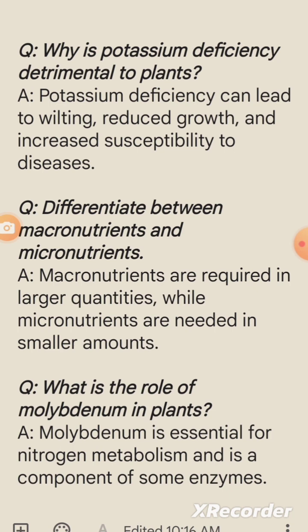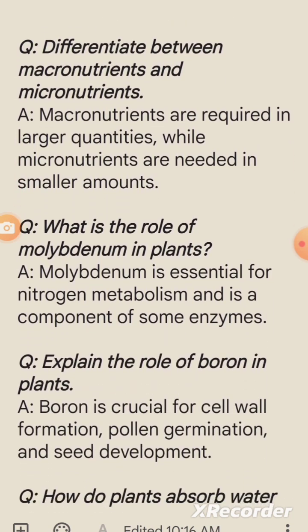Question: what is the role of molybdenum in plants? A. Molybdenum is essential for nitrogen metabolism and is a component of some enzymes. Question: explain the role of boron in plants. A. Boron is crucial for cell wall formation, pollen germination, and seed development.